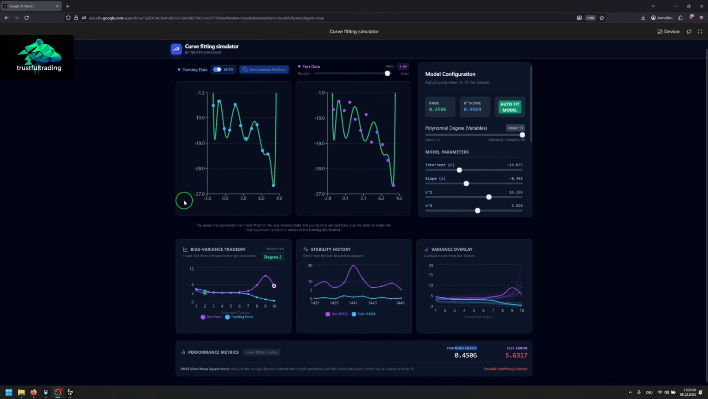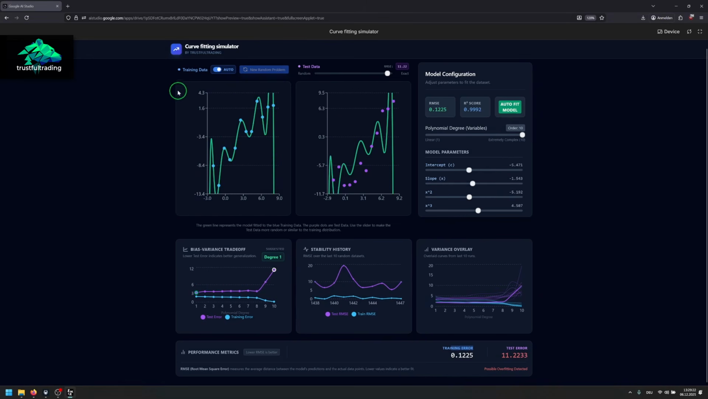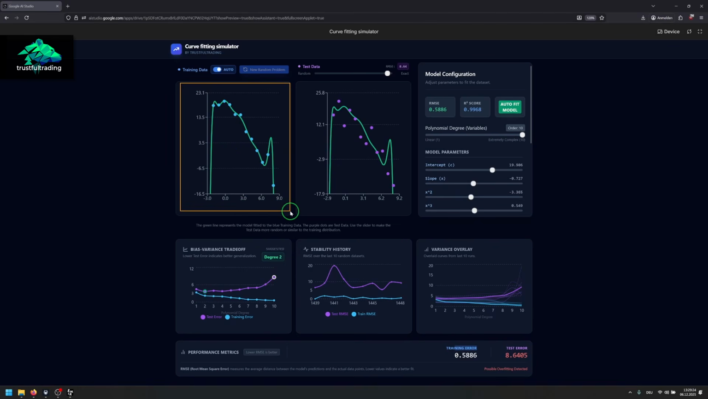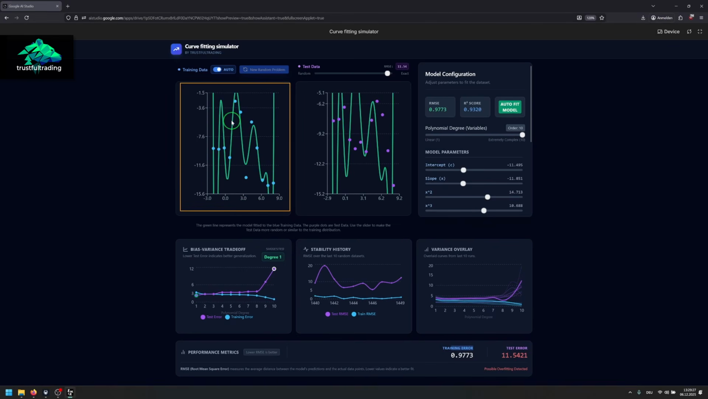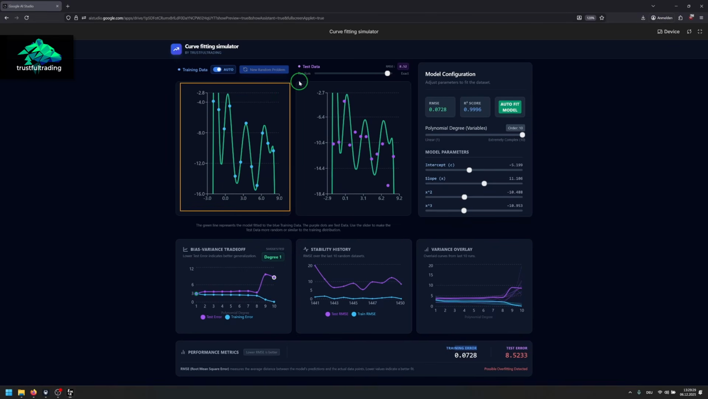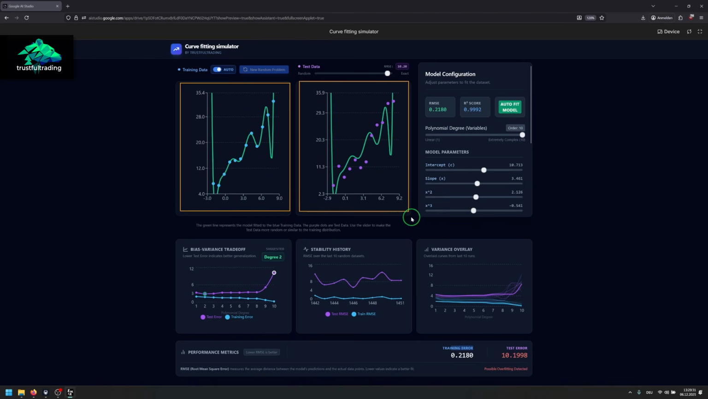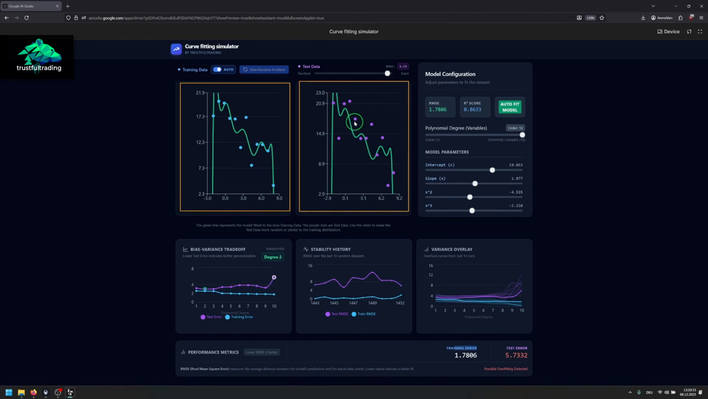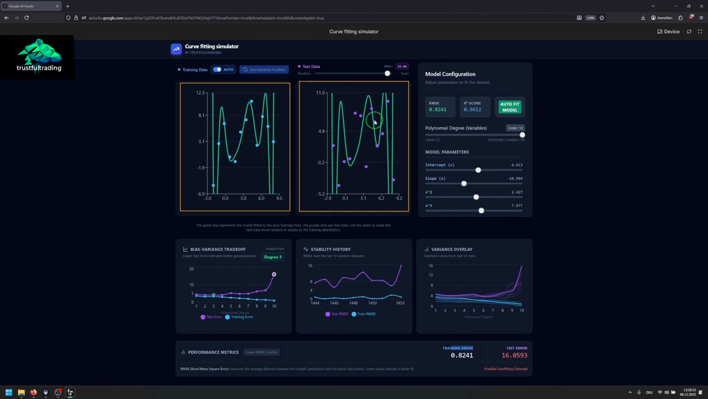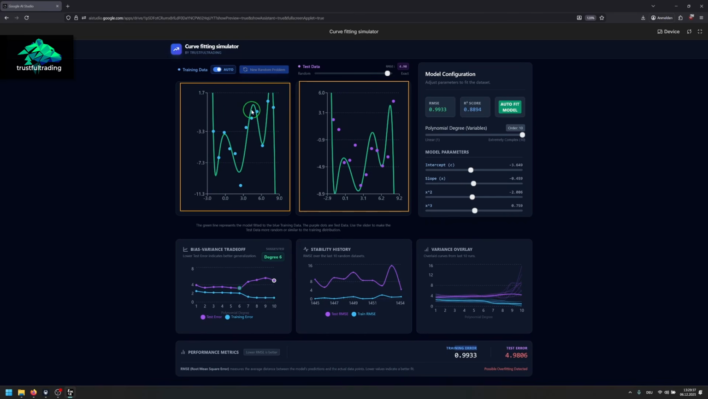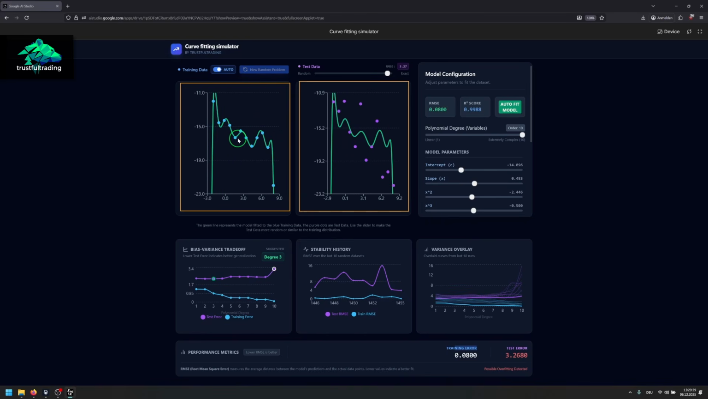So first of all, here in the top left corner, we have our backtesting data, the blue dots. Next chart here is our test data, the pink dots. So this is basically the live market. And here on the left, this is our historical data.